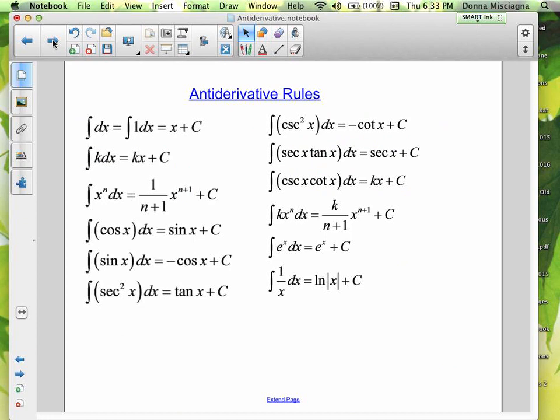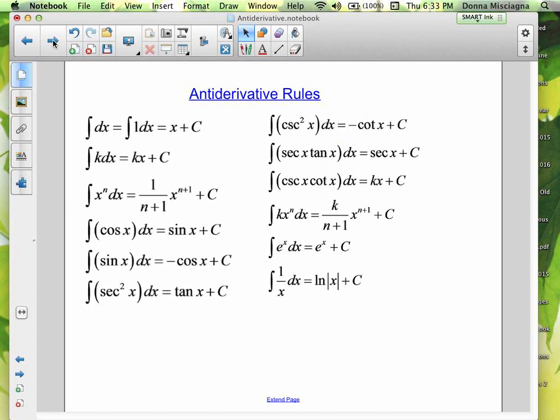But what I wanted to look at just real quickly with you, and I'll post this on the Google Drive, is a list of antiderivative rules. Just like we have the derivatives, where we had the rules for how you take the derivative, these are the rules for the antiderivatives, going the other way.